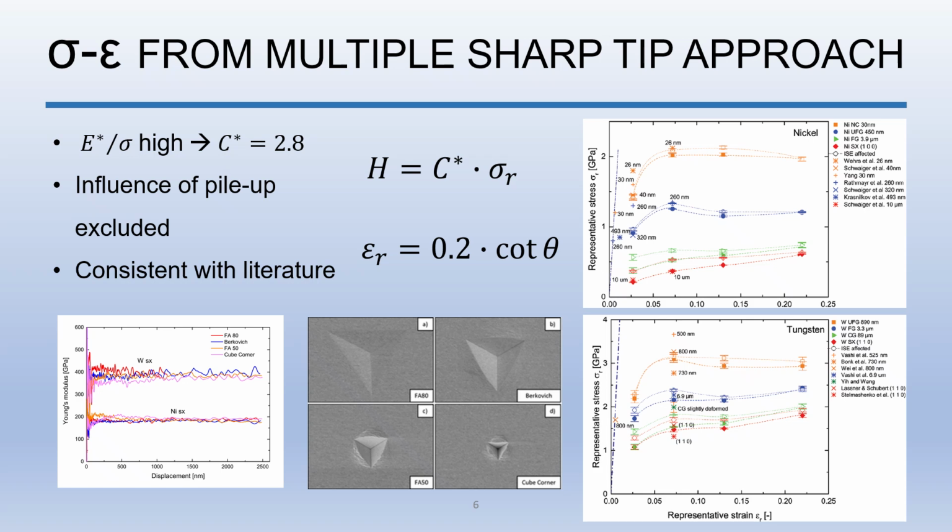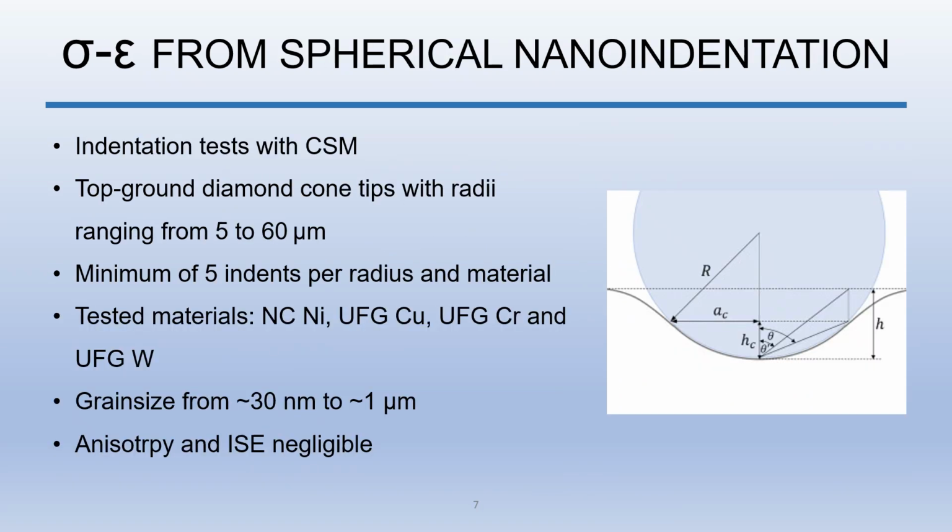As shown in the images on the right, the nanoindentation results for nickel and tungsten match very well with literature data from uniaxial tests. Now I'll present the second example where spherical nanoindentation was used to extract flow curves. Tests were performed using continuous stiffness measurement and spherical tips with different radii.